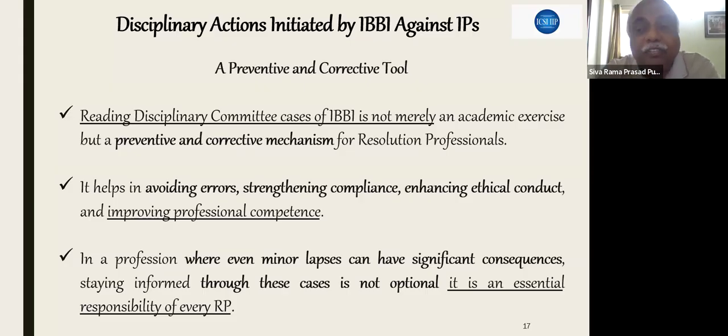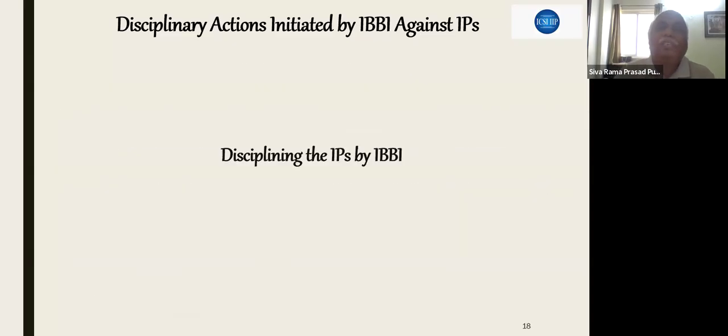In a profession where minor lapses have significant consequences, staying informed through the cases is not optional. It is the essential responsibility of every professional. Small errors, only one small error. At that time, due to precision or whatever, if I have wrongly classified, then the complete voting rights change. And whatever decisions or resolutions are passed, that is also null and void. So that's why reading the disciplinary cases is a preventive and a corrective tool. That's why you have to read that.